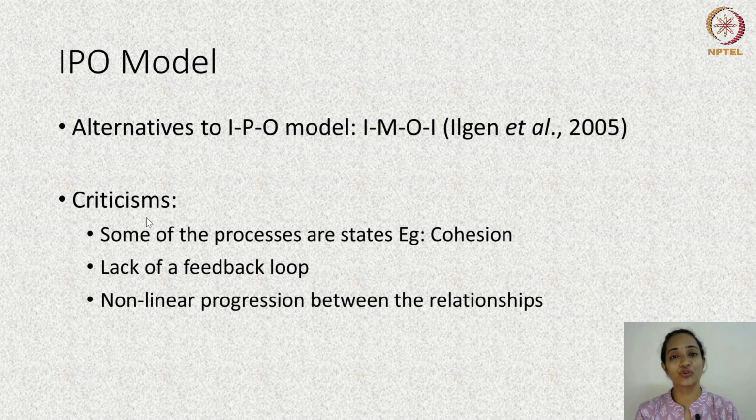Now that I have introduced the IPO model to you, is the IPO model the only model which explains team effectiveness? No, there are many other models which have come after the IPO model which explain team effectiveness. For example, the IMOI model. What are some of the major criticisms leveled against the IPO? Well, first of all, what some of the early researchers identified as processes are not even processes but states.